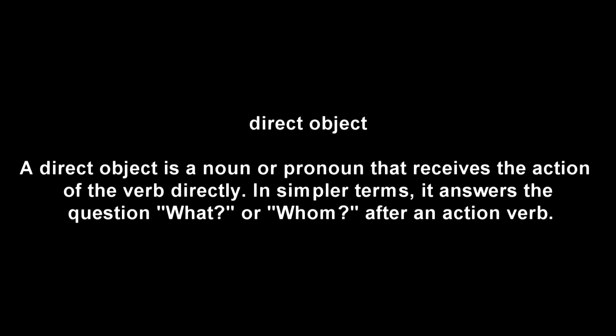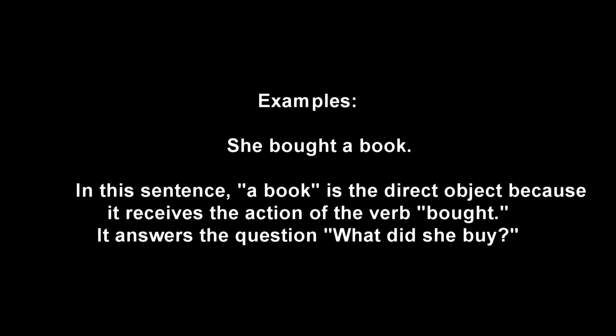Direct object. A direct object is a noun or pronoun that receives the action of the verb directly. In simpler terms, it answers the question what or whom after an action verb. Examples: she bought a book. In this sentence, a book is the direct object because it receives the action of the verb bought. It answers the question: what did she buy?